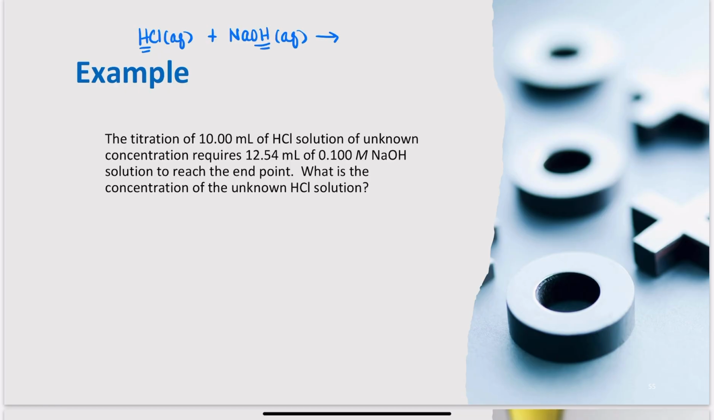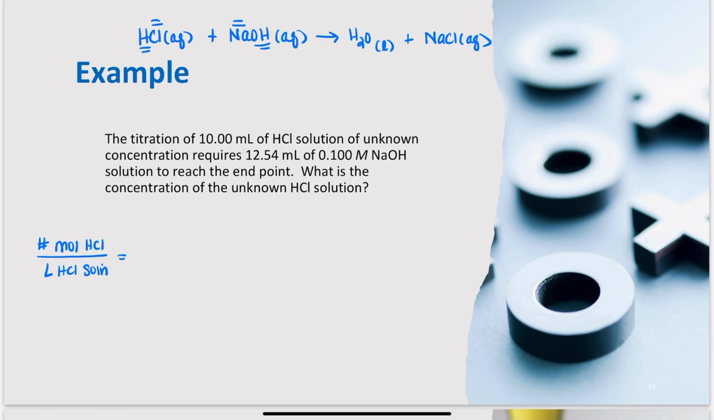Swap your partners, cation with anion, cation with anion. Acids and bases always form water and salt. This case just happens to be NaCl for the salt. It's a 1-to-1 ratio here. So what I want is the concentration of the HCl, which is the same as the moles of HCl over the liters of the HCl solution.